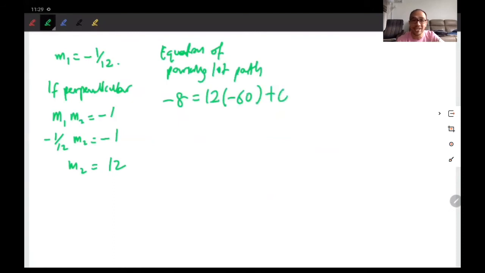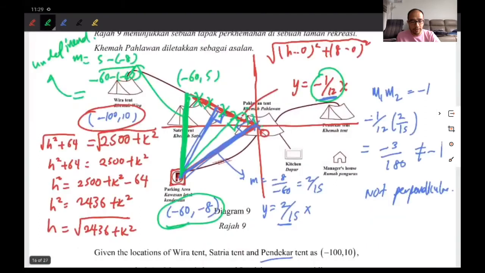You see how ridiculous this question is, right? So negative 8 plus 60 times 12. My c must be 712, if I want to find that perpendicular. You know why 712? I don't know. 712 is like somewhere up there, you know.